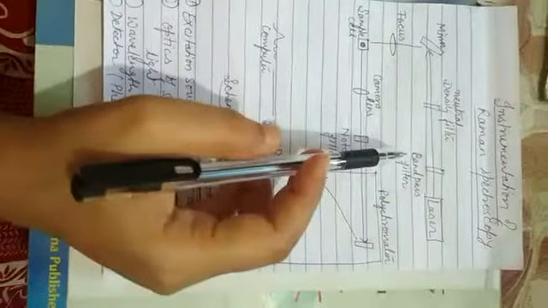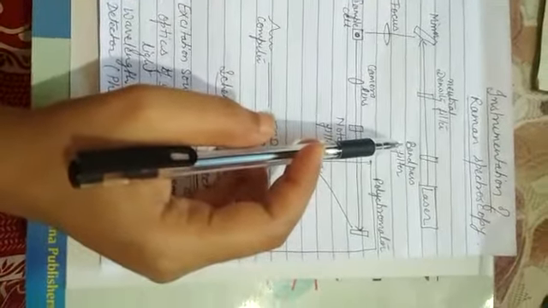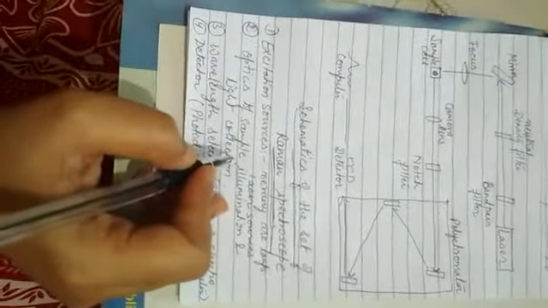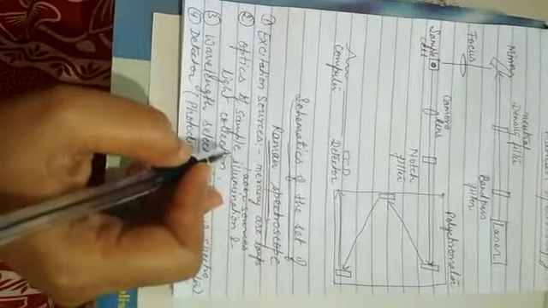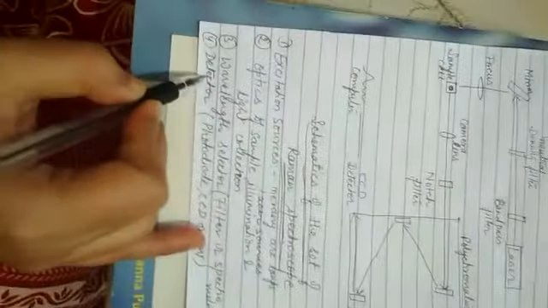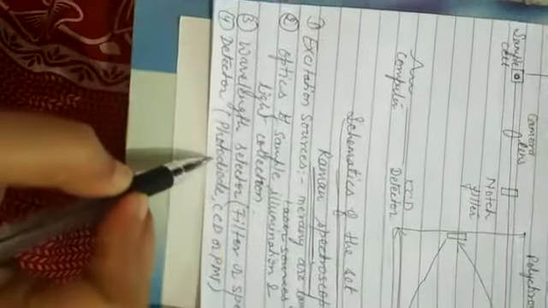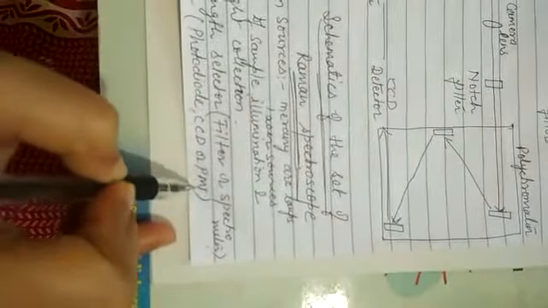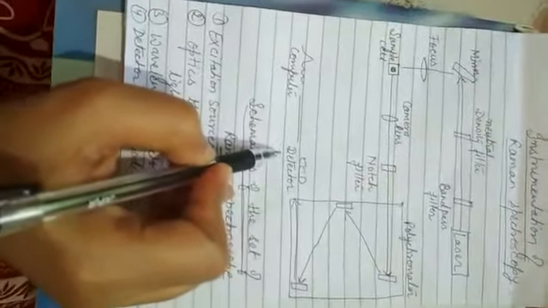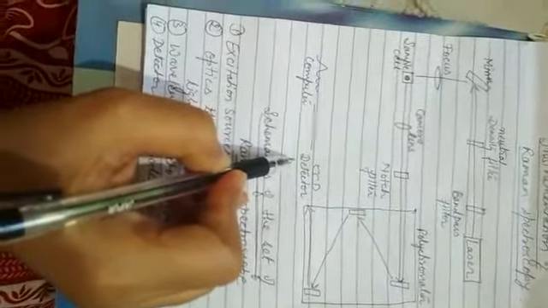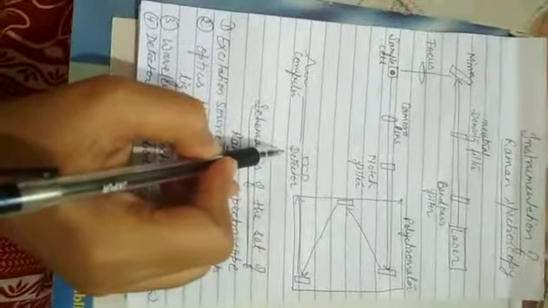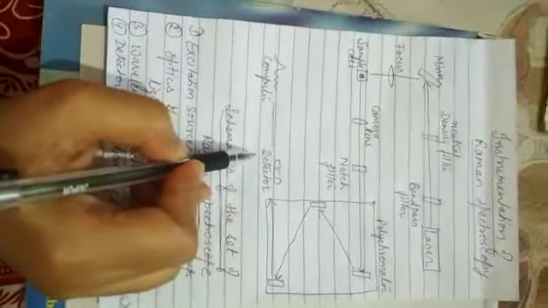Next part is the detector. You can see here the detector. Photodiode, CCD and PMT are used as detectors. Thermoelectrically cooled photomultiplier tubes and photodiode array detectors were used in early models of dispersive Raman spectrophotometers.